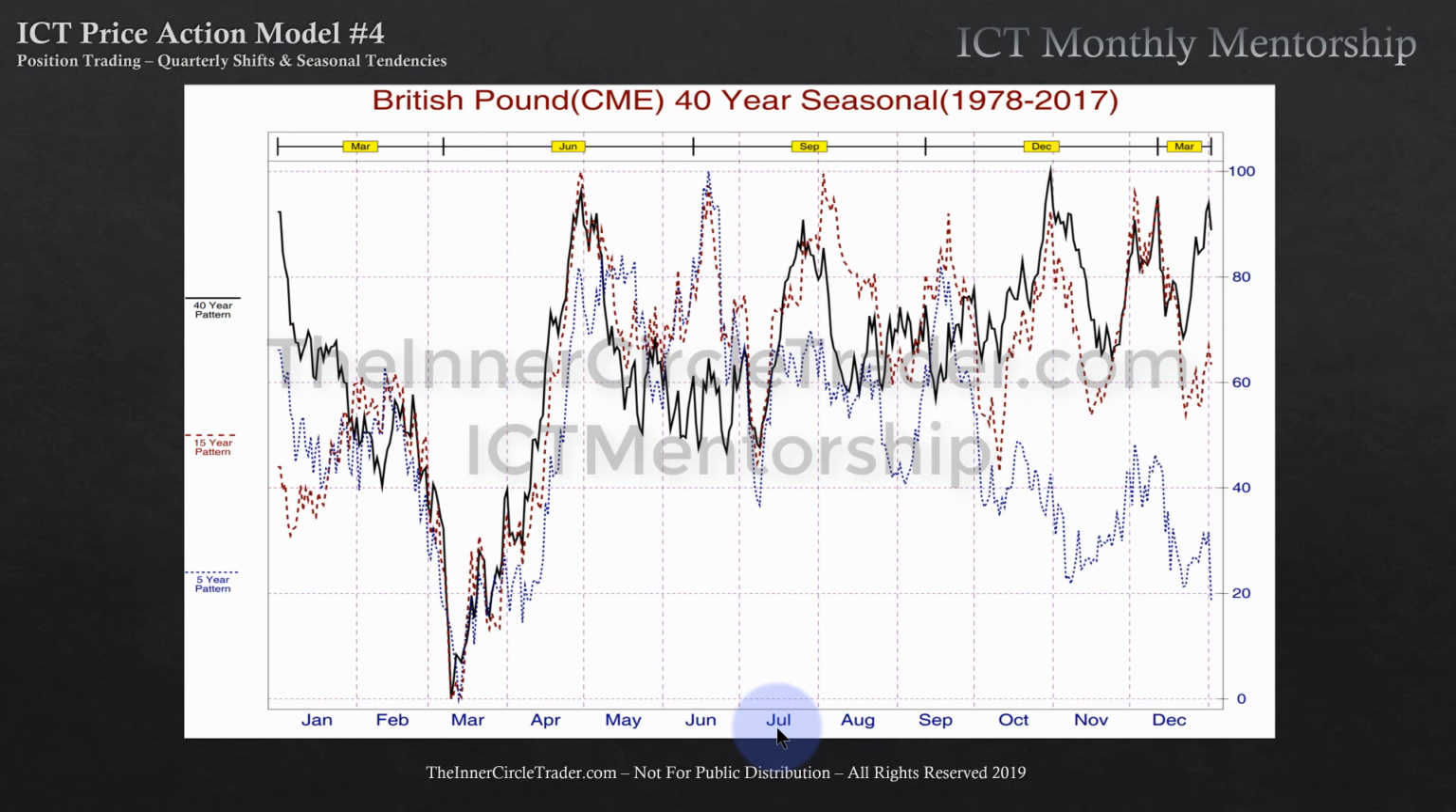So this slide will look very familiar. It's the exact same one. And we're focusing on the British pound and the month of May. The seasonal tendency here is very clear. You can see the month of May typically is bearish for pound sterling.